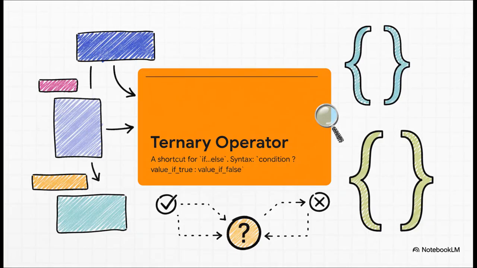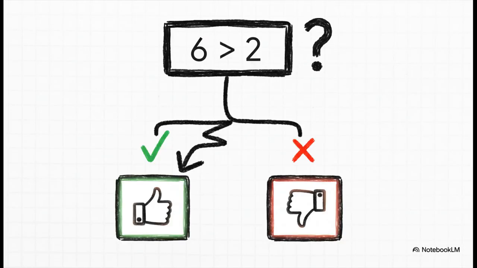The ternary operator is basically a super short way to write an if-else statement. It's so clean. It has 3 parts. That's why it's called ternary. You have your condition, the question you're asking, then a question mark. After that, you put what you want to happen if it's true, then a colon, and finally, what you want to happen if it's false. Condition, question mark, true value, colon, false value. That's it. Let's see it in action.